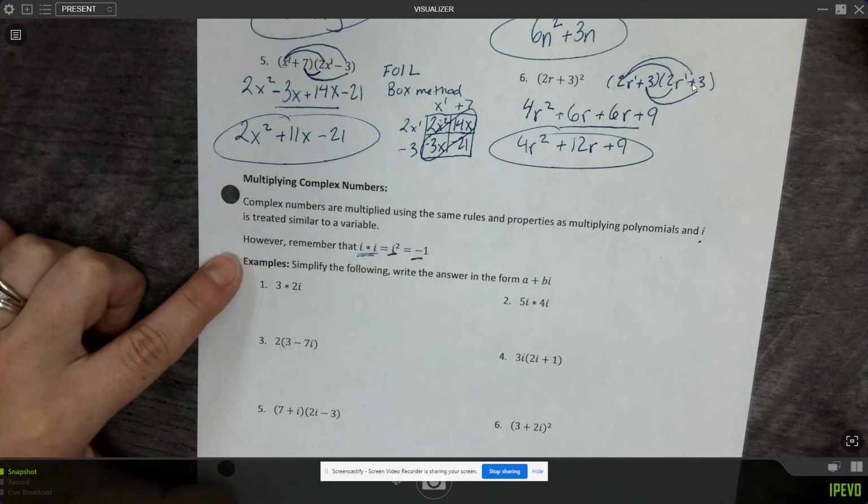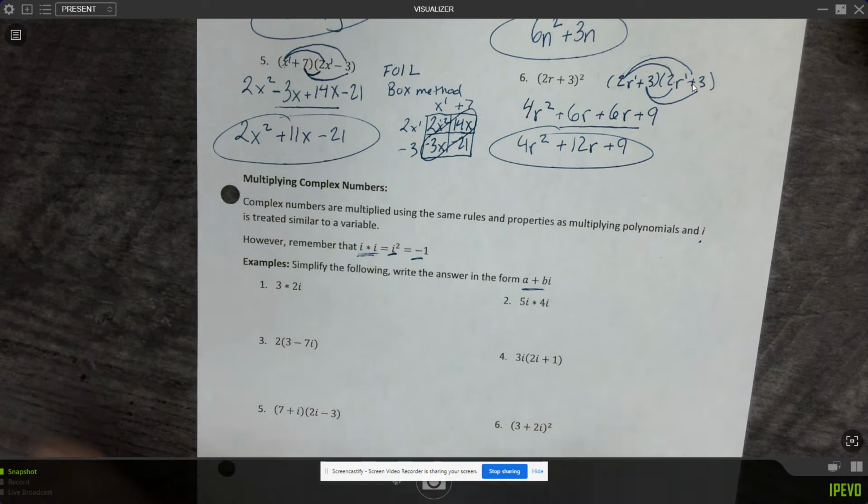And you need to remember, you want to end up with your answer in a plus bi form. That means you should only at most ever have 2 terms. If you have 3, you are not done simplifying. If you have 1, that's fine. Maybe you didn't have that second term or whatever, that's okay. But you have to have no more than 2 terms.